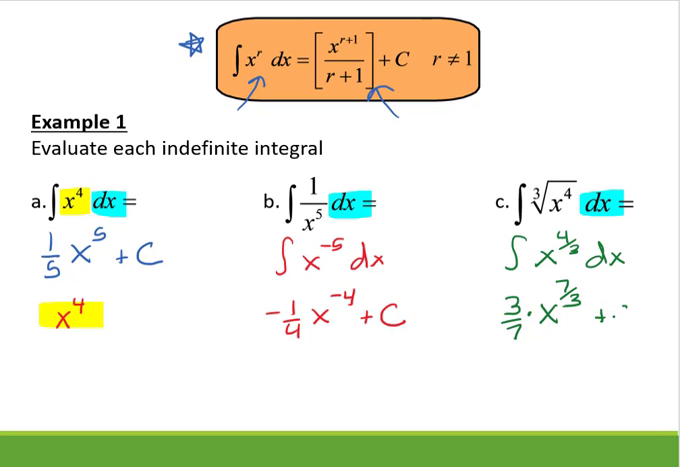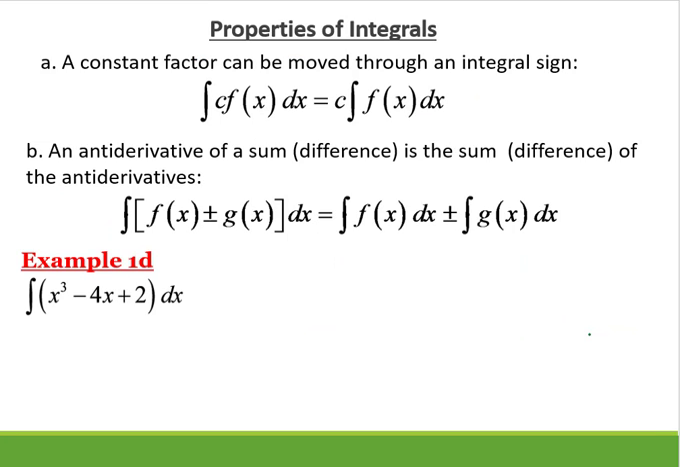Okay, so some properties now of integrals. Basically, there's some similar properties. I can take a constant out in front, and then I can take the antiderivative or the integral of each term. So looking at this, I can take the antiderivative of each one of these terms individually. So the antiderivative of x to the third is 1/4 x to the fourth minus 2x squared plus 2x plus your constant c.